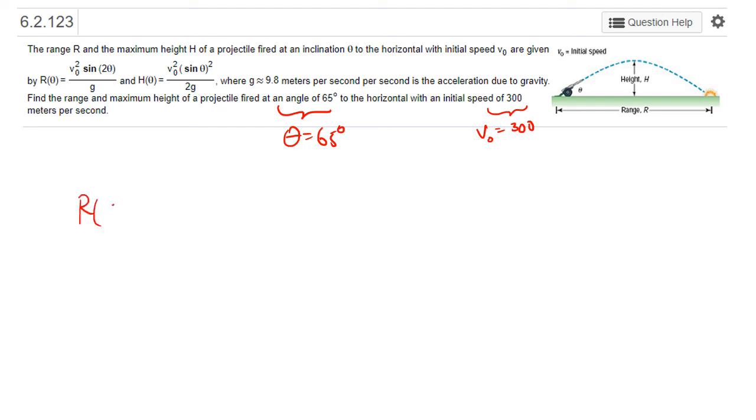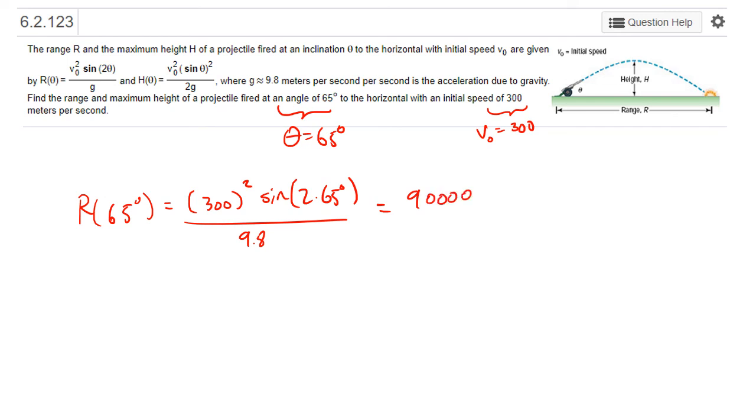Well, the range is just going to be given by 300 squared times the sine of 2 times 65 degrees divided by g, and g was given to be about 9.8. I'm omitting units here. This will all work out. So 300 squared is 9 followed by 4 zeros. Then I have the sine of 130 degrees over 9.8. Now, 130 degrees is not something that we can use a standard reference triangle to figure out, so you would just have to punch this into a calculator to get an approximation. Otherwise, this is about as far as you can go here.